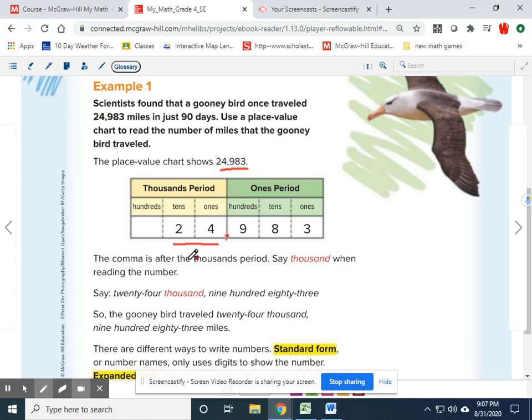So the first number that we see is 24, right? So 24, and then we say thousand, because that's the period we are in. So it's 24,000, and then we read the next part, which is 983. So the Goonie bird traveled 24,000, comma, 983 miles. Okay?